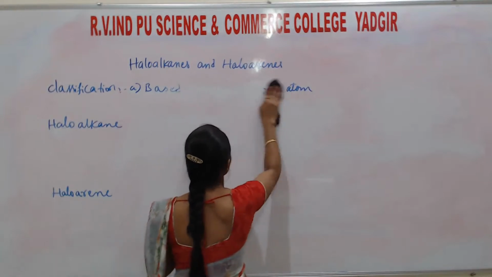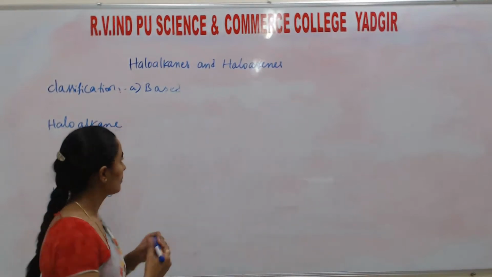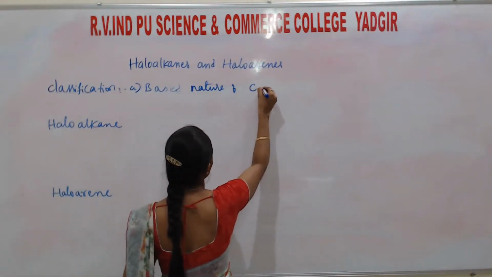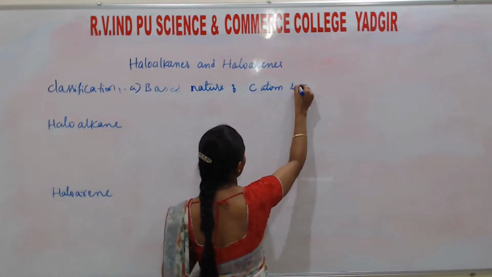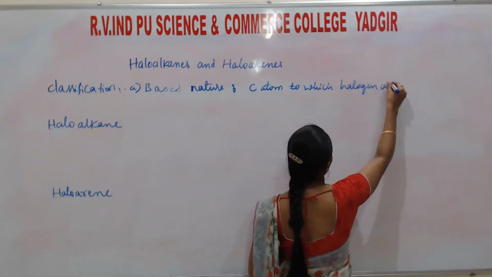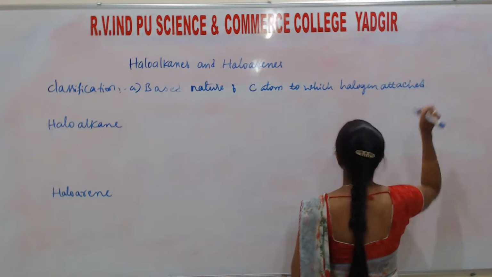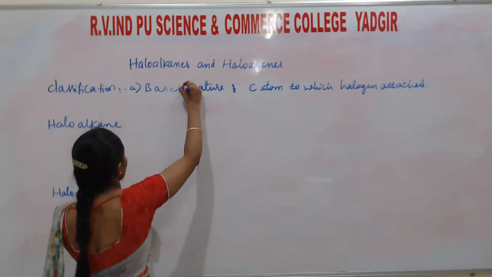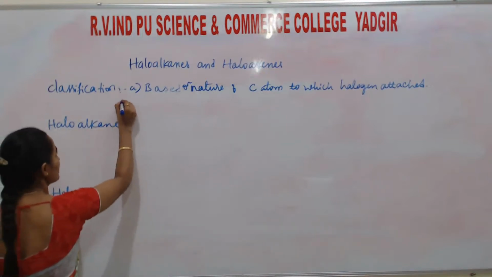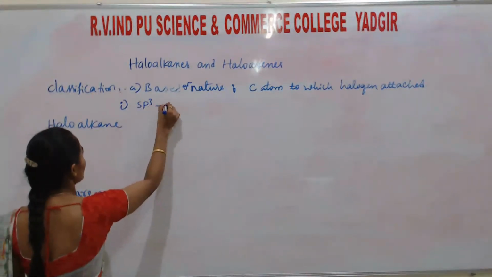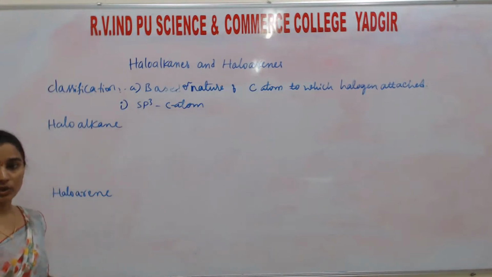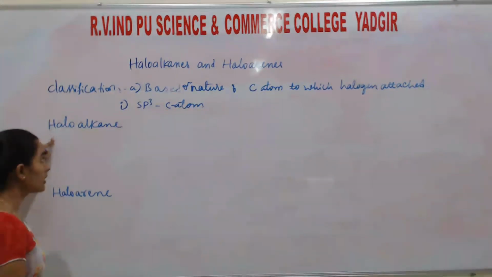Next one is based on the nature of the carbon atom to which the halogen is attached. In the first one, the halogen is attached to an sp3 hybridized carbon atom. So in haloalkanes, how is it classified?